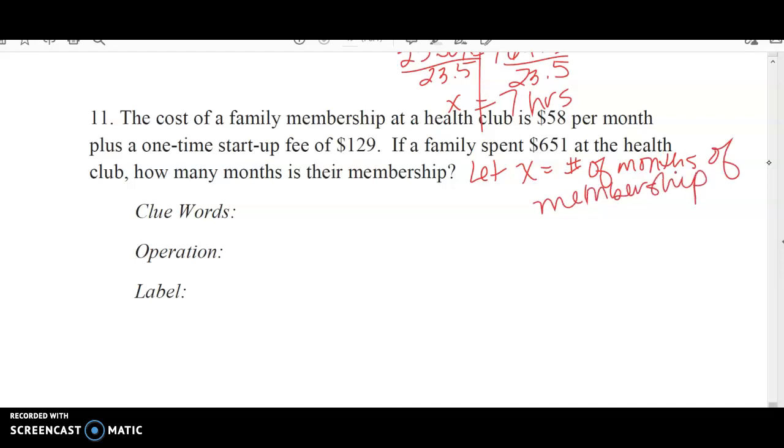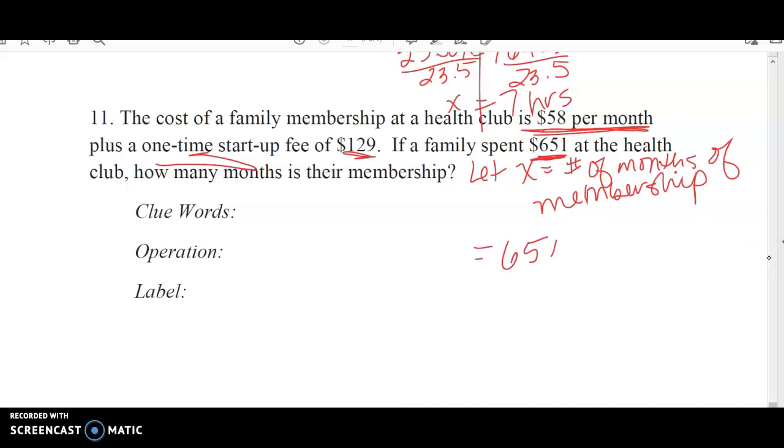Okay? The cost of a family membership at a health club is $58 per month. Right there, $58 for every single month. So that number is going to change. One-time startup fee of $129. So they pay that one fee once. That's your constant. They spend a total of $651. Right there's your total amount. So $651 goes on that side of your equal sign.